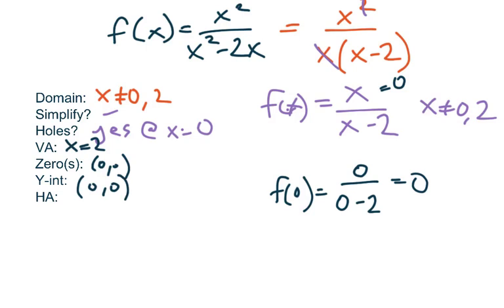Now, lastly, our horizontal asymptote. We need to identify the degree of the numerator and the degree of the denominator. Well, I have x to the first, x to the first. When the degree on the top and bottom is the same, we divide the leading coefficients. So I have 1 divided by 1, so I have the equation y equals 1. Okay, so that's the information that we need for this.